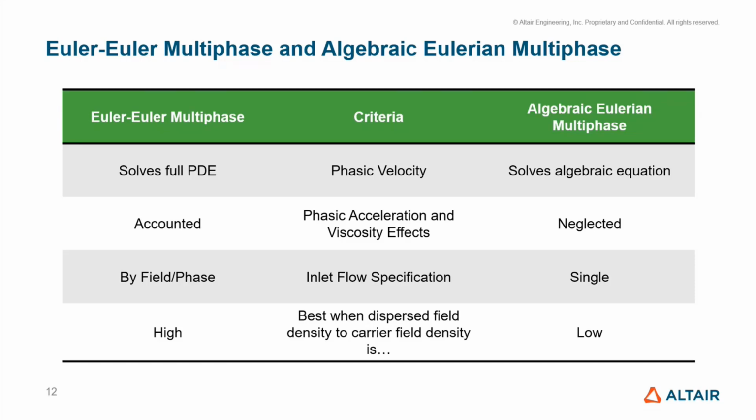This table highlights some of the differences between Euler-Euler and algebraic Eulerian, but the guidelines that you should use are that you should use Euler-Euler multiphase when the carrier fluid is lighter than the dispersed fields, when different phasic velocities are needed at inflows, and when the accuracy of the solution outweighs the importance of cost.